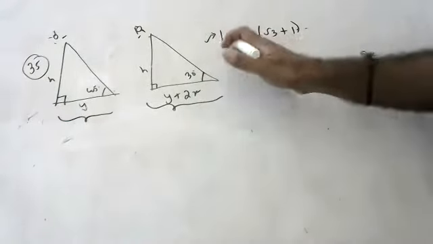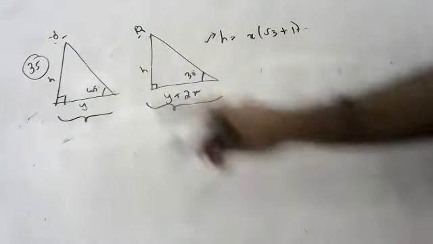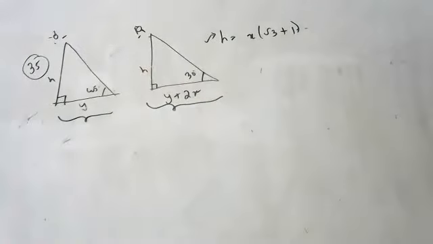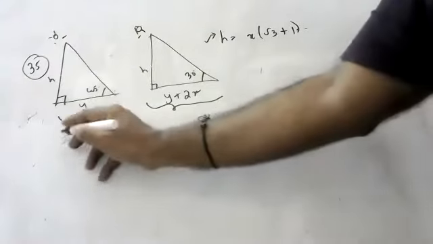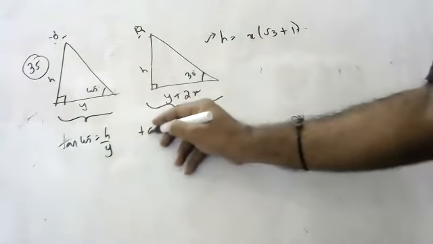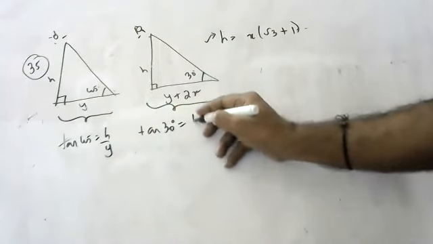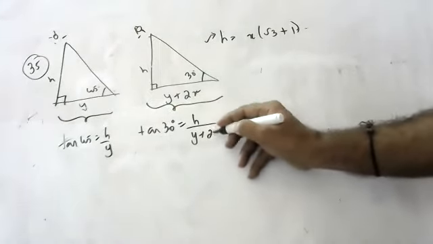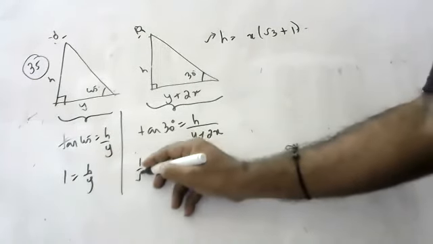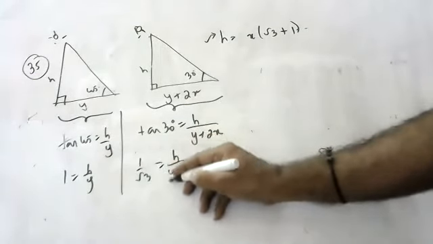That's it, children. You have to prove the height of the tower. Proving here is easy. You should not get confused by the diagram. Compulsory it will come in the board exam also. Regularly they are asking this question. Tan 45, can anyone help me? Tan 45 is 1, which is equal to h by y. Tan 30 is 1 by root 3, equal to h by y plus 2x.